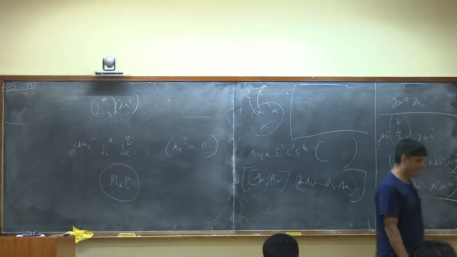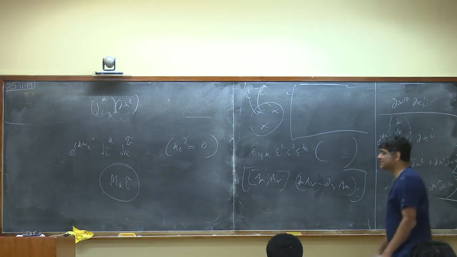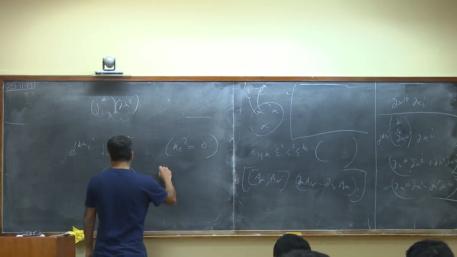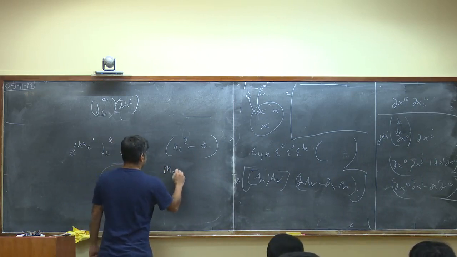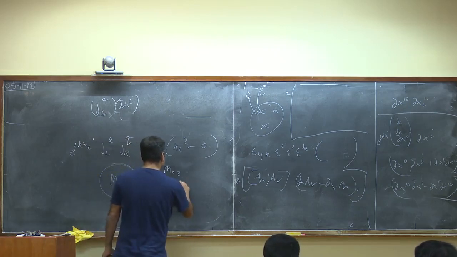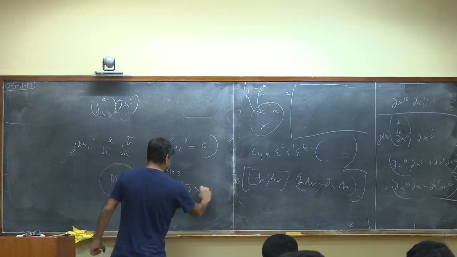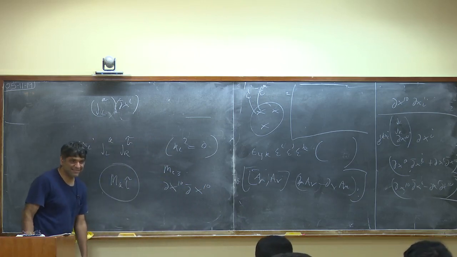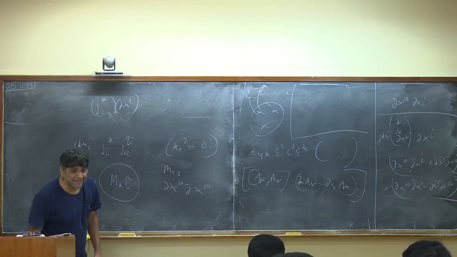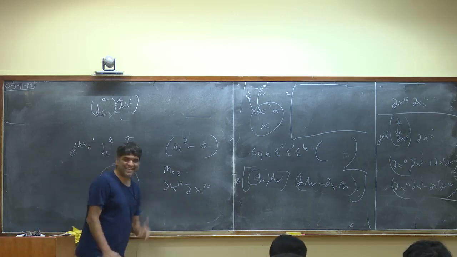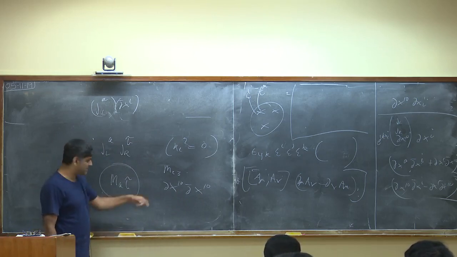Now, let me first focus on the object M33. Where is that? That's del x10 del bar x10. That's clear? Because 3 was this, 3 bar was this.